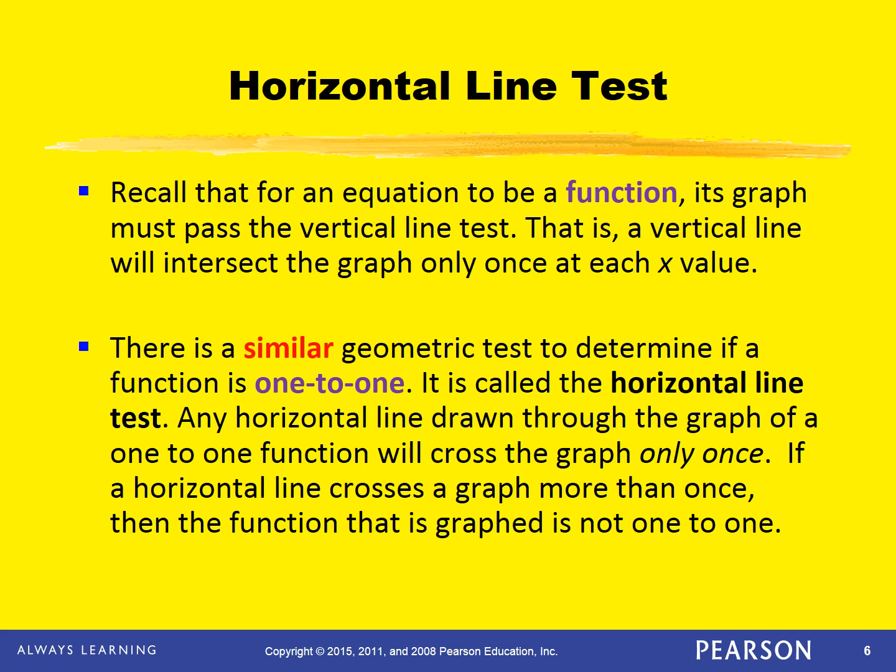For example, the squaring function is not a one-to-one function, right? If you have y equals x squared, it's going to fail the horizontal line test. It passes the vertical line test, it is the graph of a function, but it's going to fail the horizontal line test. It is not one-to-one.